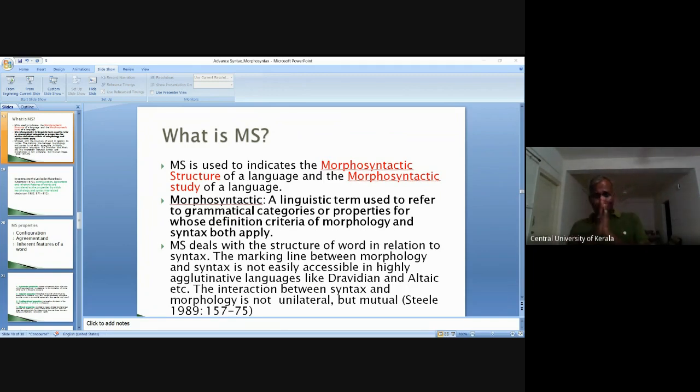So morphosyntax, as a definition, studies the relation between morphology and syntax in a language. This is basically in contrast to the lexicalist hypothesis. It talks about configuration. It talks about agreement. It talks about the inherent features of words, which are considered as the properties by which morphology and syntax are interrelated.